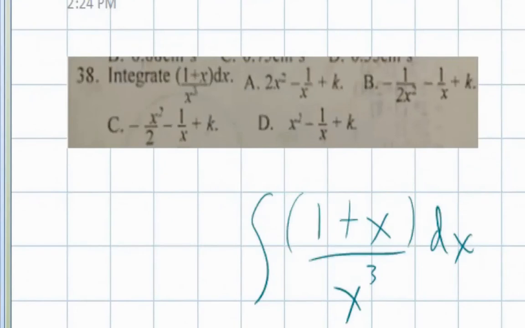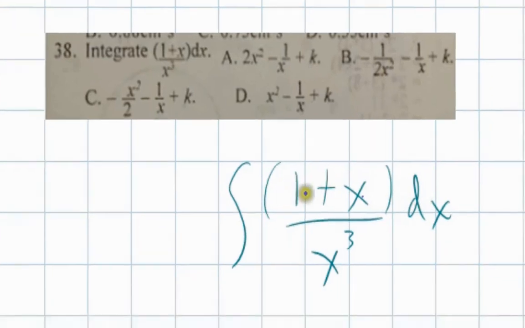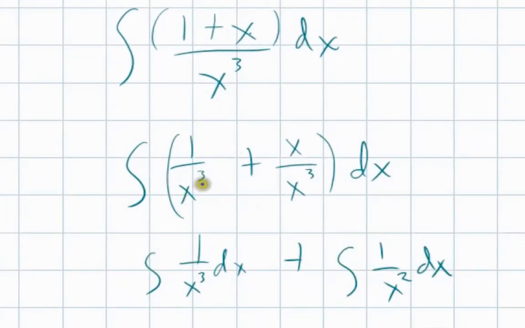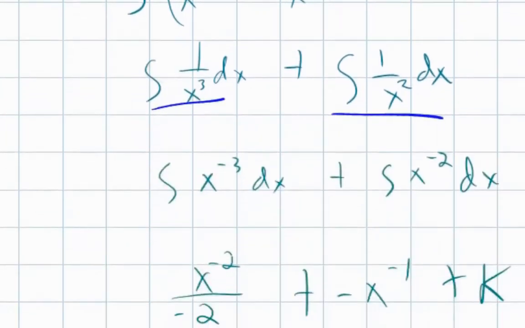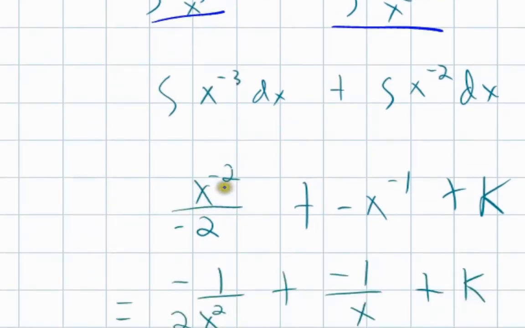Question 38 wants us to integrate. And this is what we're integrating here, 1 plus x over x cubed. So the first thing I did was split this up. I said 1 plus x over x cubed is the same as saying 1 over x cubed plus x over x cubed. That allowed me to make two different integrals that I could work with separately. So 1 over x cubed is the same as x to the negative third power. To take the integral of that, I would get x to the negative 2 over negative 2.